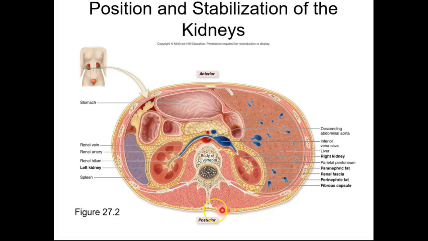So this is a transverse cross-section at the level of the L2 vertebra. And you can see part of it, you can see the peritoneal membrane covering things. So you can see the liver. This is the liver over here. This is the stomach. These are bits of intestine, and there's that spleen over there.